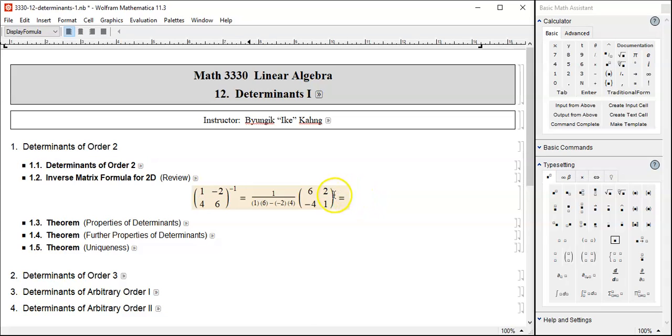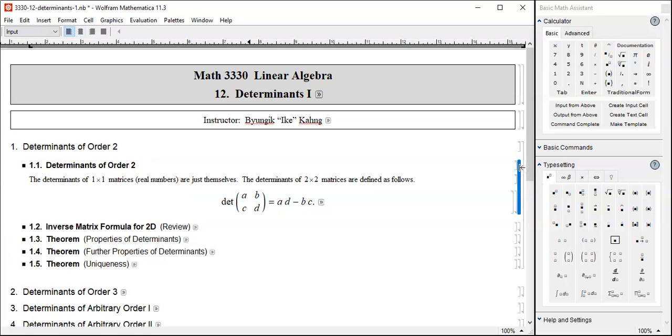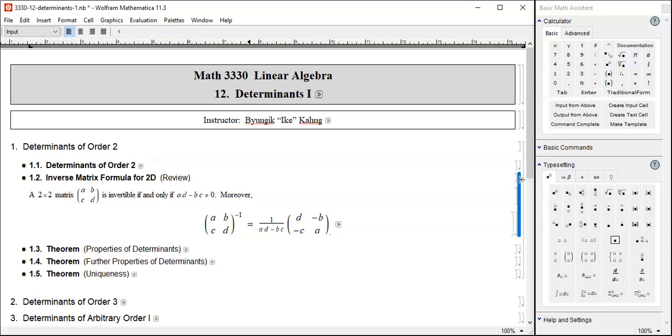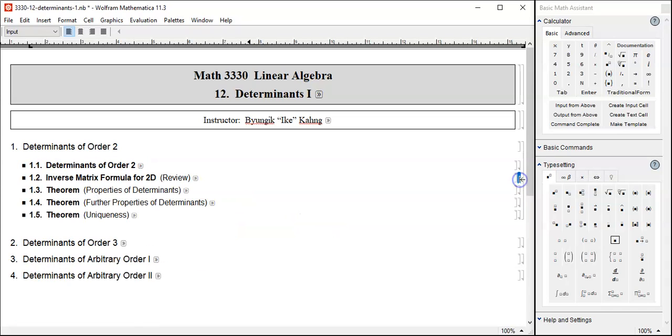And maybe you're gonna do just a little bit more computation. Let's see, this is 6 plus 8, isn't it? So this whole thing is going to be 1 over 14. Okay, but that final simplification is not really necessary. Okay, so much for determinants for 2 by 2 matrices and the inverse matrix formula for 2 by 2. Let's go back to theory.